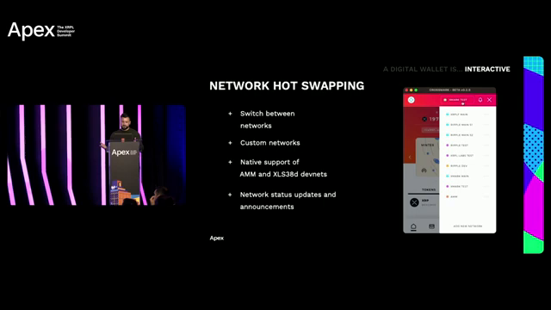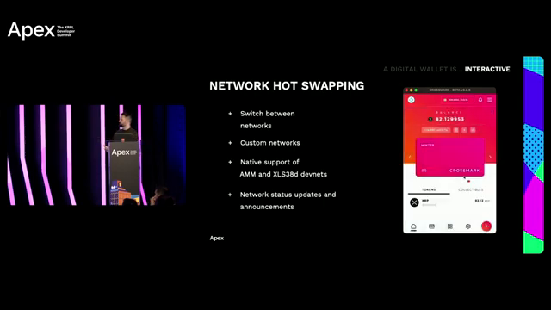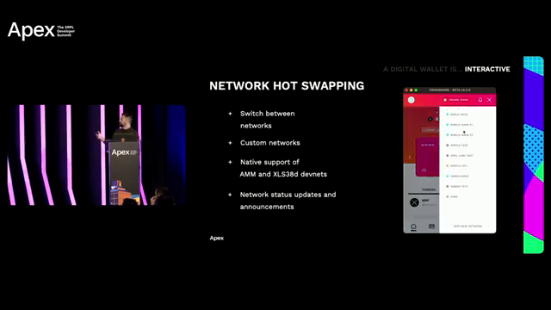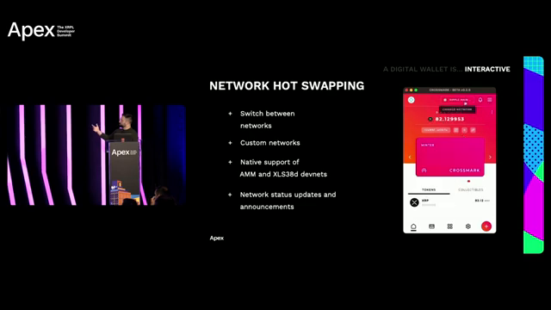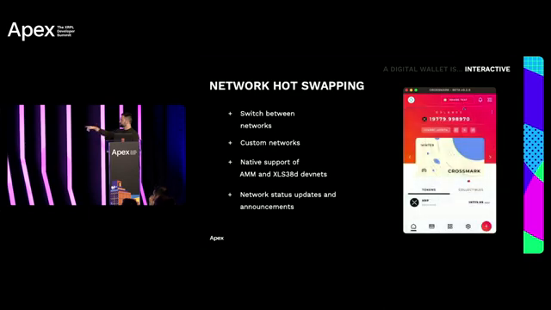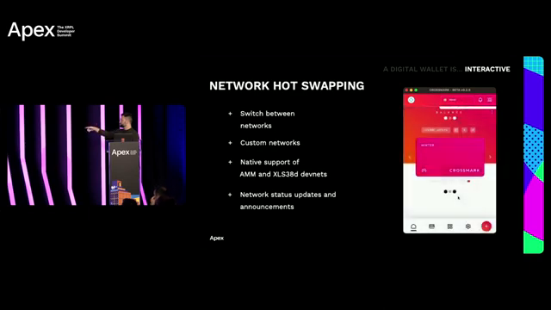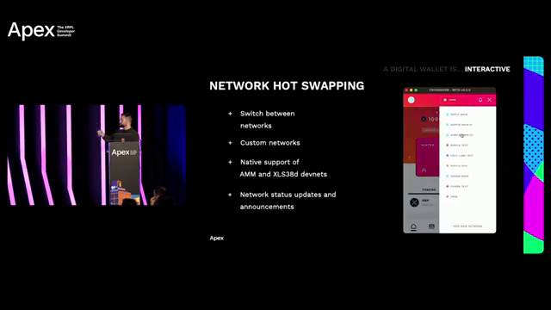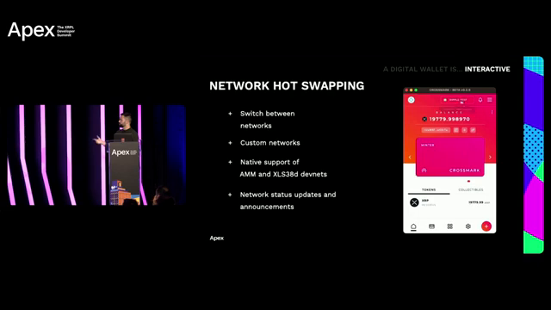So hot swapping between networks, I think I've covered this already, but you can basically go from the Ripple nodes to the XRPLF nodes. I have my own nodes in here that are denominated as XMark, so you can switch to those. We have the AMM node, right? So you can easily switch between these different networks and view your wallet balance.